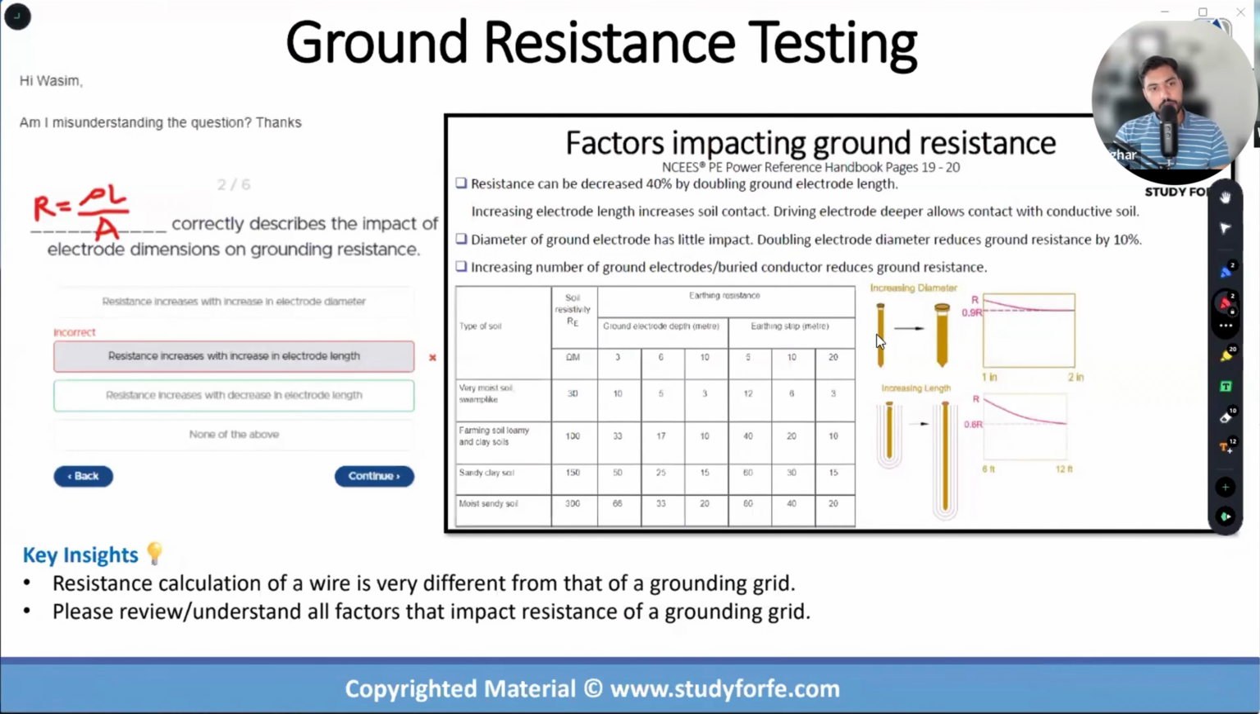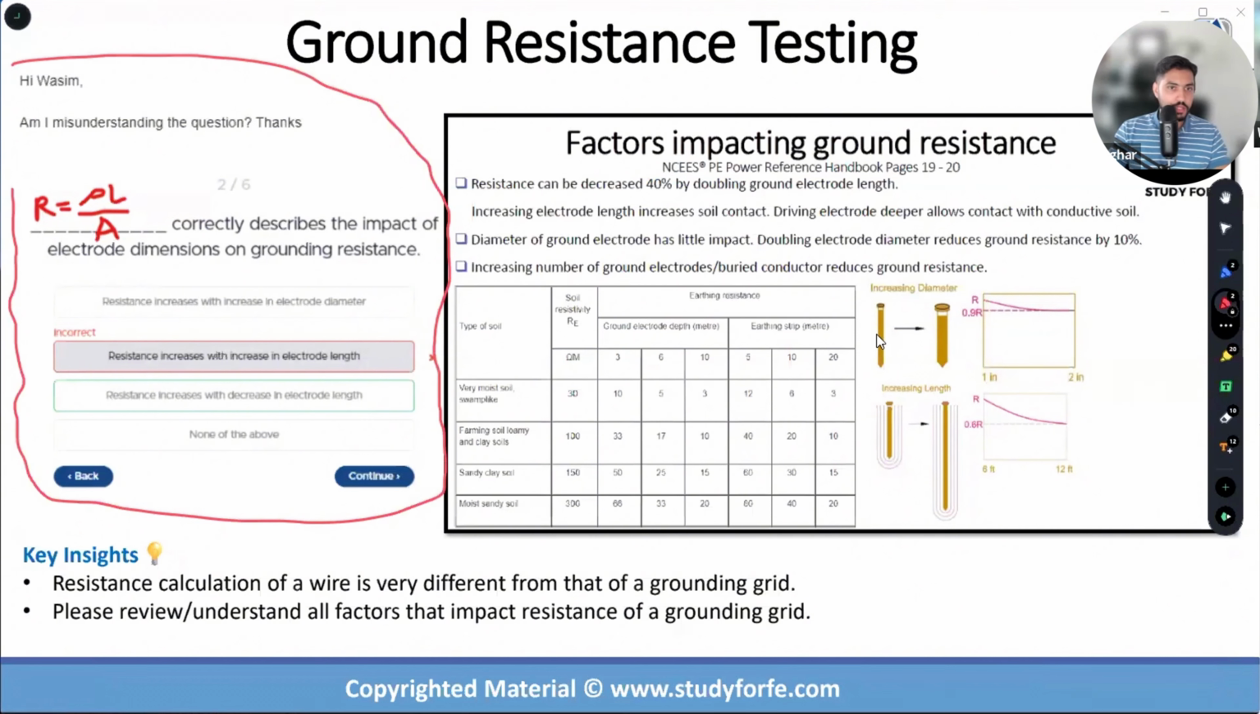This is an interesting question. So this is basically the question that I was asked. This is the question from the student, included with the screenshot from the quiz problem. Hi, Wasim, am I misunderstanding this question? Thanks. And the question is saying, correctly describe the impact of electrode dimension on grounding resistance. Okay, so his solution, he selected that resistance increases with the increase in electrode length.